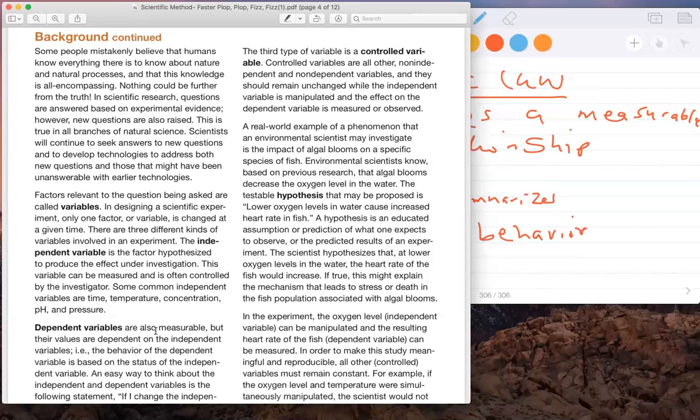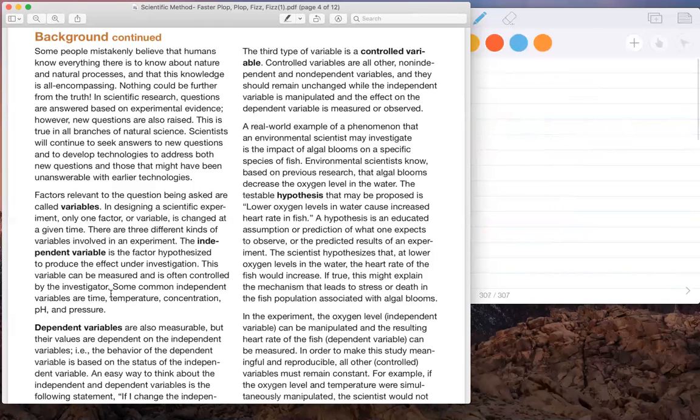So I can illustrate an example to differentiate between these two. The independent variable is a factor hypothesized to produce the effect under investigation. This can be measured and is often controlled by the investigator. Let me give you two scenarios, and then we will paint a picture and see if we understand the difference between the two.